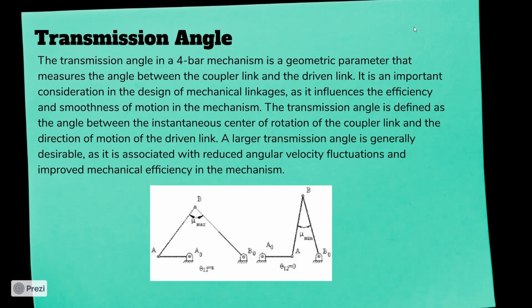Reduced angular velocity fluctuations: a larger transmission angle is associated with reduced angular velocity fluctuations in the coupler link, resulting in a more uniform motion. Improved mechanical efficiency: a mechanism with a larger transmission angle typically experiences fewer sudden changes in velocity, which can lead to smoother operation and improved mechanical efficiency.